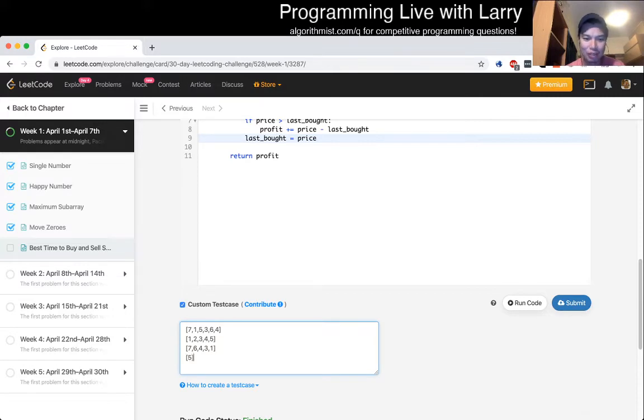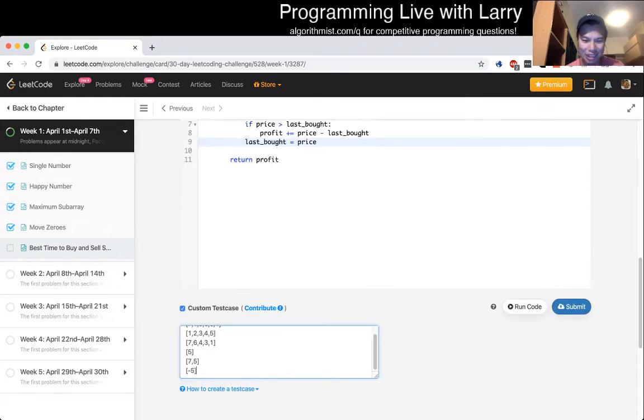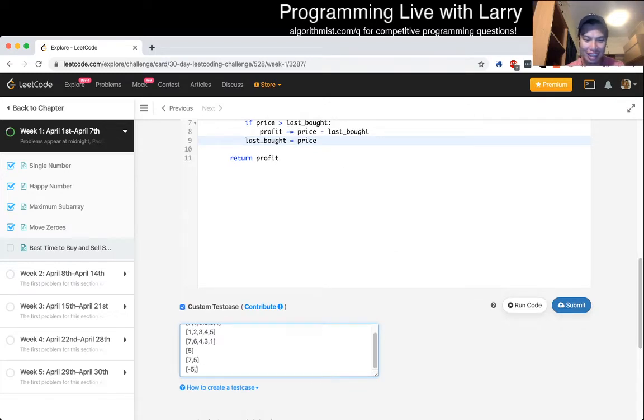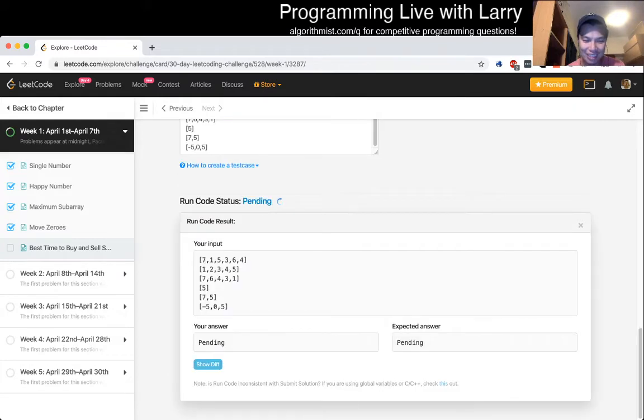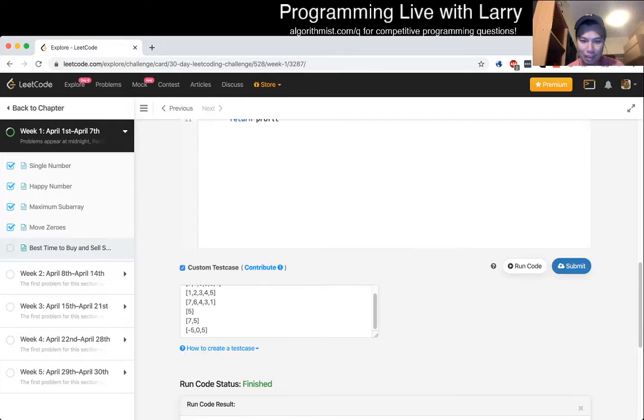Let's just say n is equal to 1. I think this is already done, just one increment. Let's do negative numbers. Could there be negative numbers? I guess it doesn't really say. In real life there are no real negative prices, well, depending on how you want to count shorting, but not really. Okay, let's submit it and take a look.